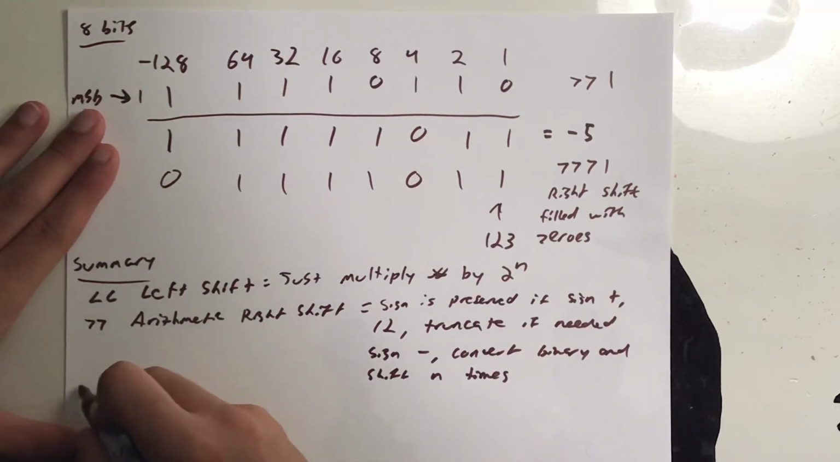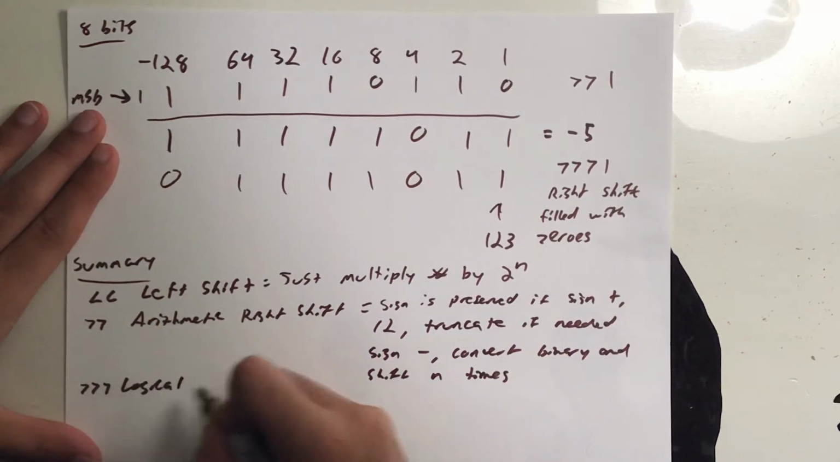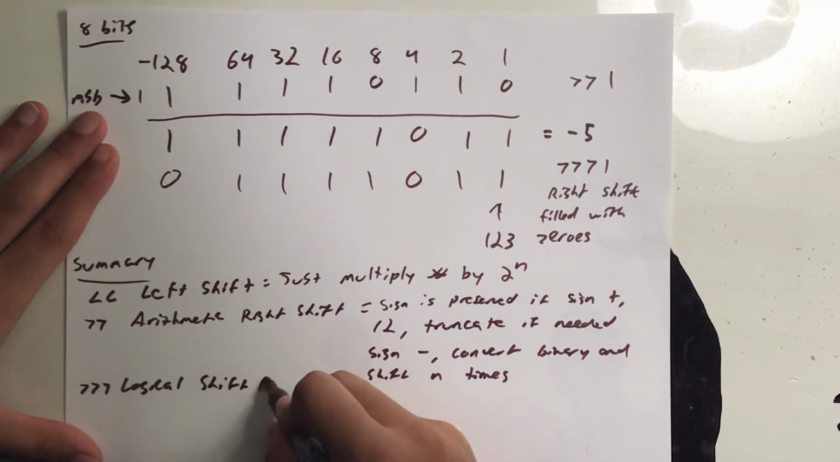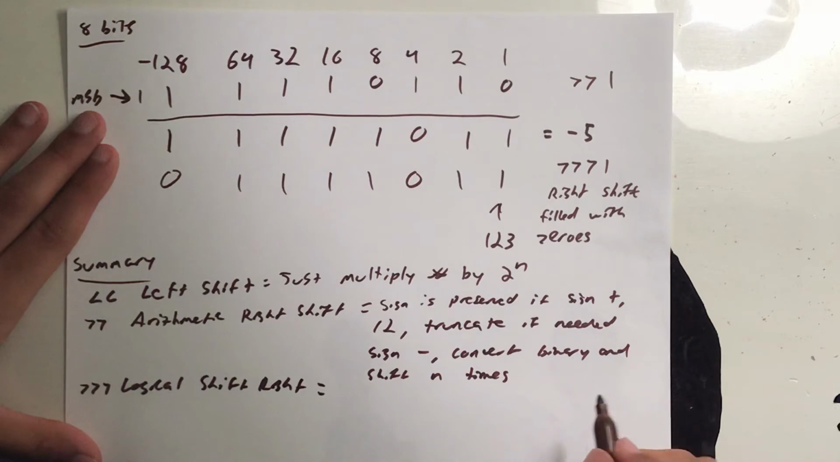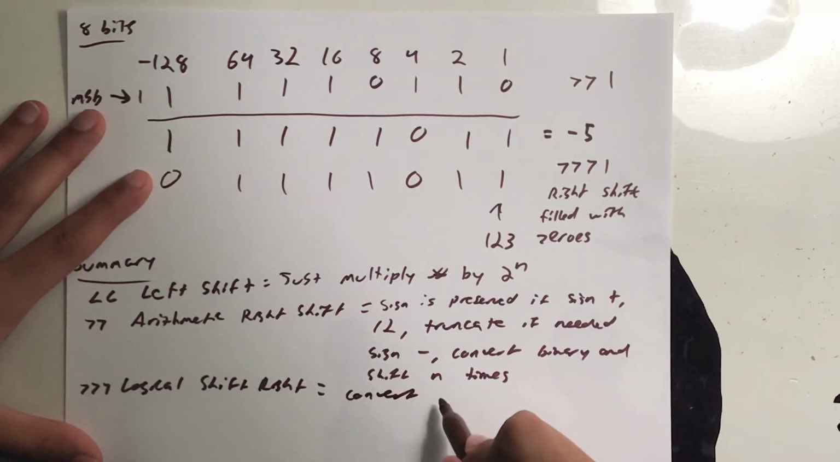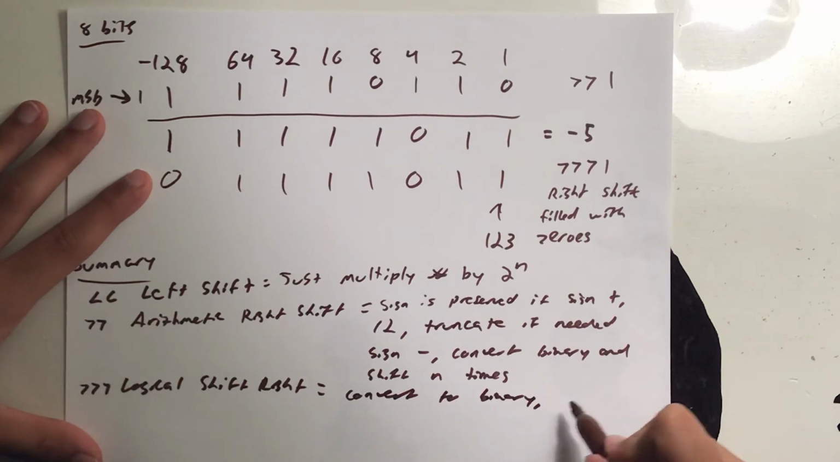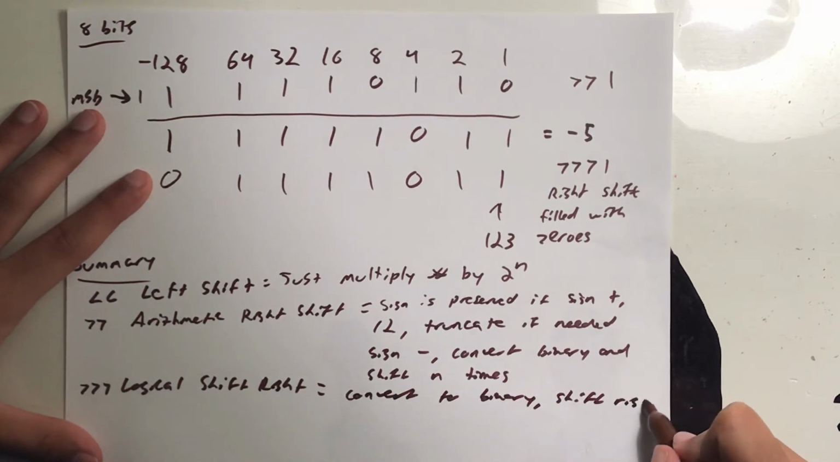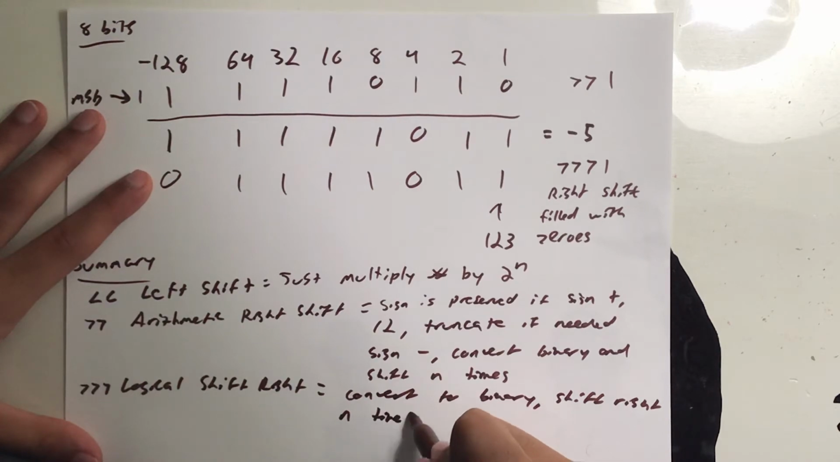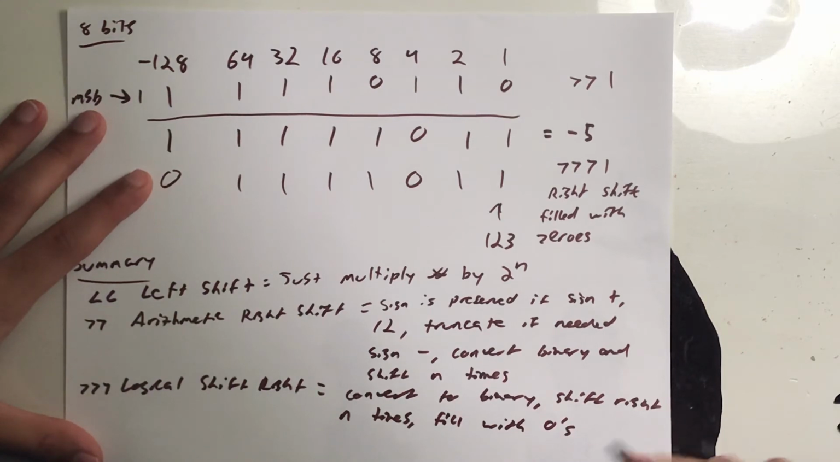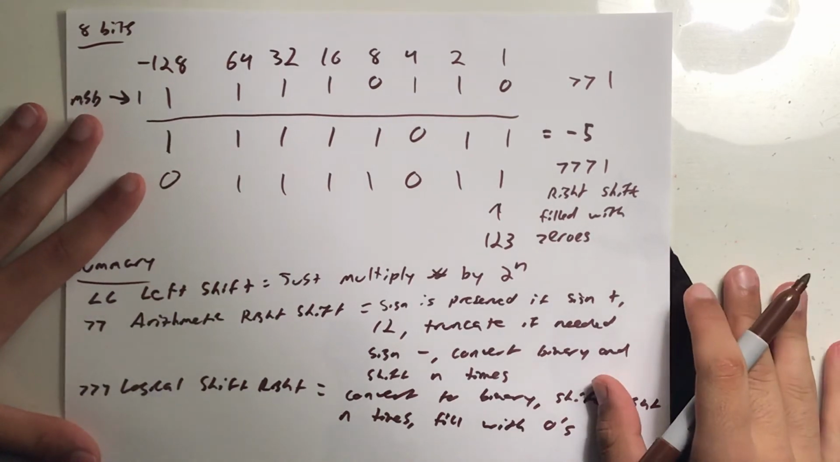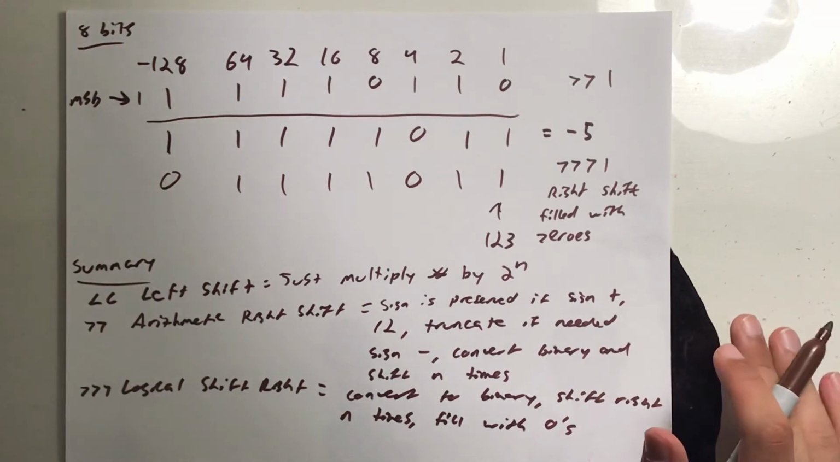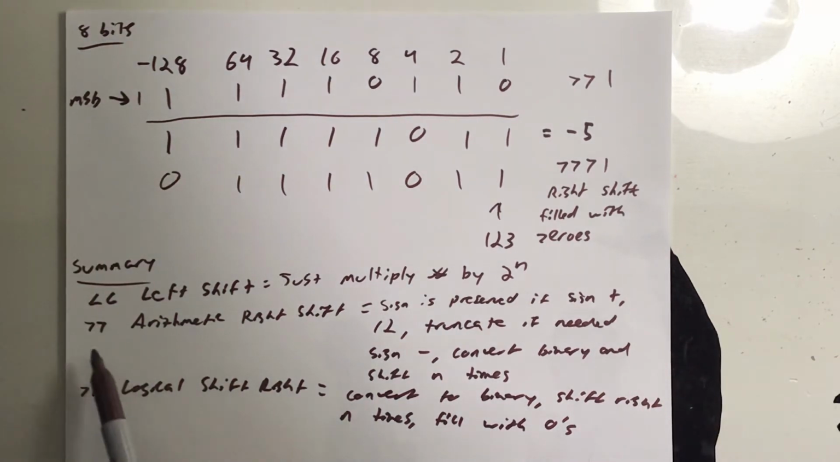If you're doing logical right shift, then convert to binary, shift right n times, fill with zeros, and yep, that's logical right shift. And yeah, that's pretty much it. Remember, 2 greater than signs: sign is preserved. 3 greater than signs: sign is not preserved.